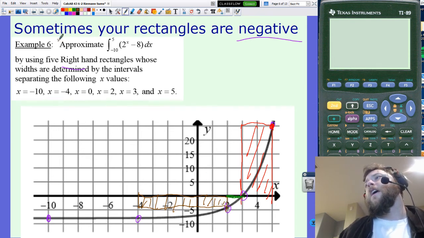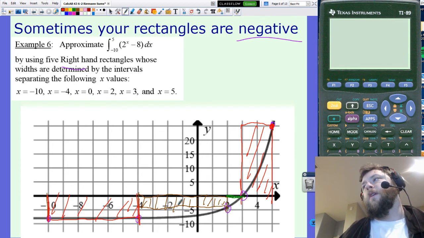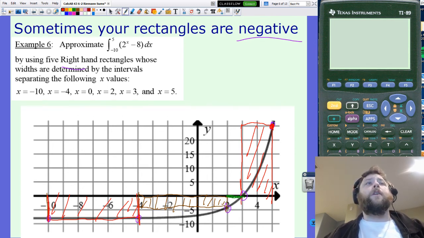And then the last rectangle, this one's going to be based off the point right here. Let's change the color on that to red. So it's also going to be a negative rectangle right here. Now, what are the areas of all these rectangles? I'm going to use my calculator right here.